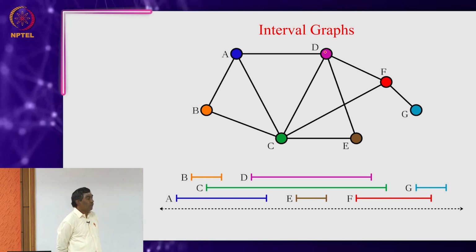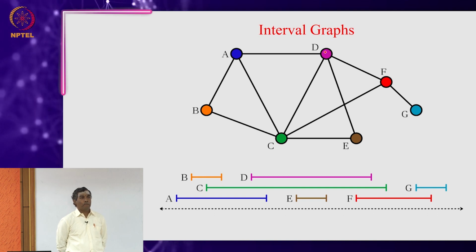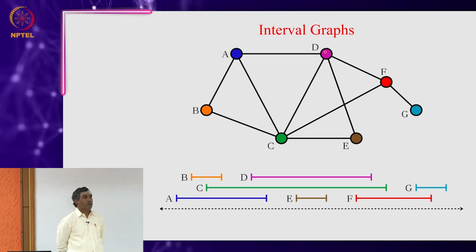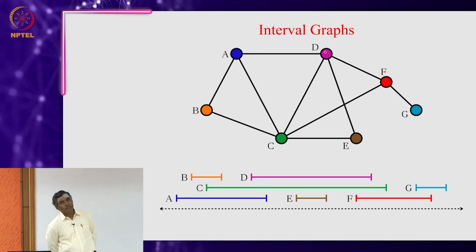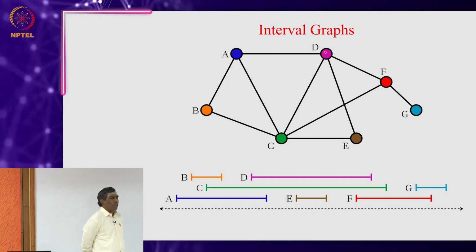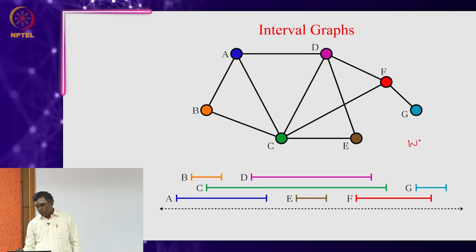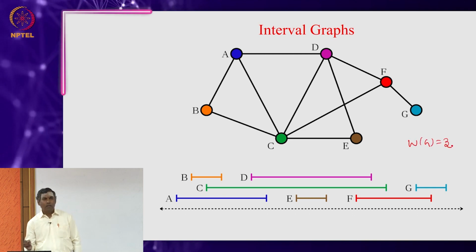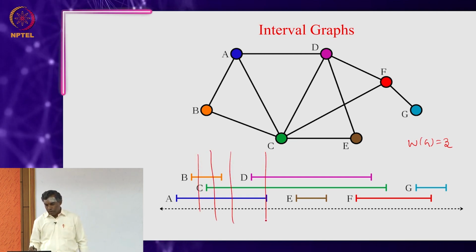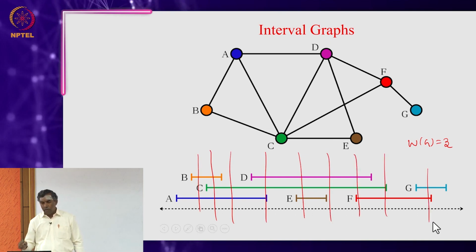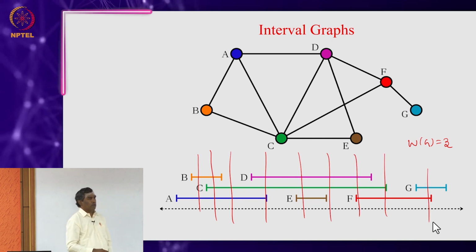K6? K5? Can you find K5 inside? K4? Complete graph on 4 vertices. Yes or no? No, so only K3 is there. So the clique number of this graph is 3. You can probably just look at it. What you can do is take these lines and see the maximum number of intersections. The maximum number of intersections gives the clique number. That is the logic.